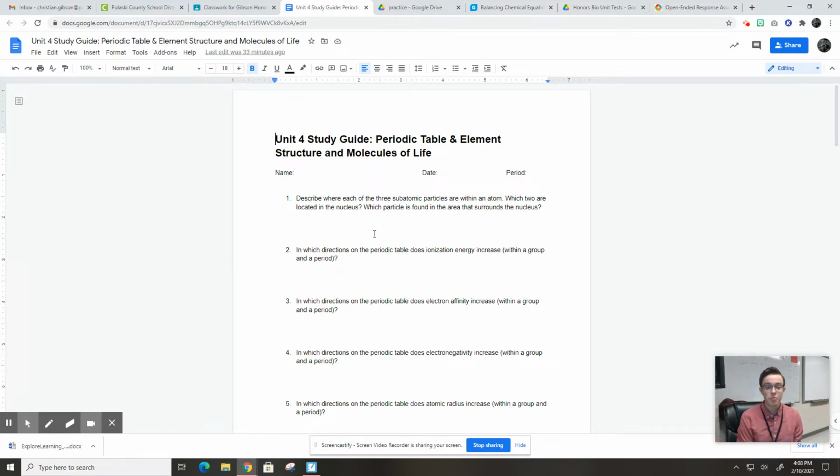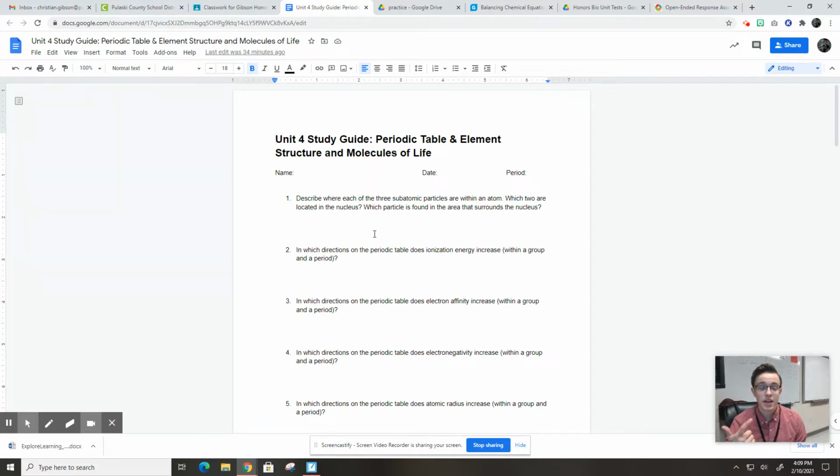So it says describe where each of the three subatomic particles are within an atom. Which two are located in the nucleus, and which particle is found in the area that surrounds the nucleus? So the three subatomic particles in an atom are protons, neutrons, and electrons. Those are the three subatomic particles that make up every single atom.